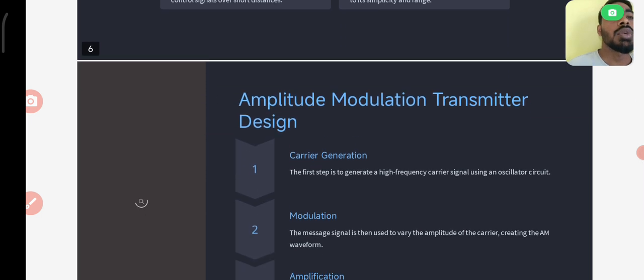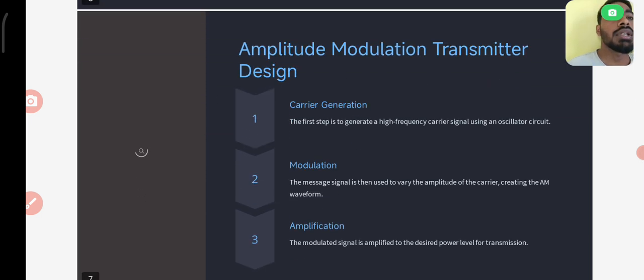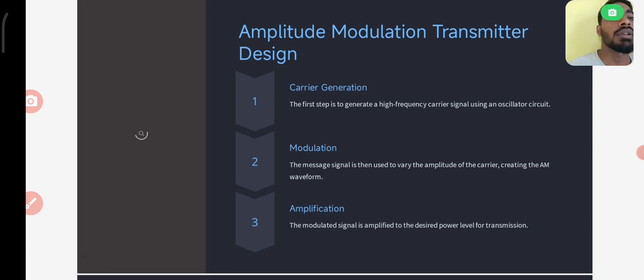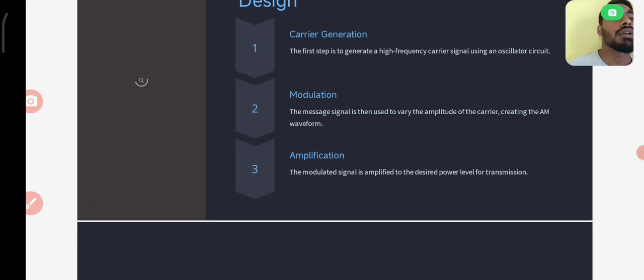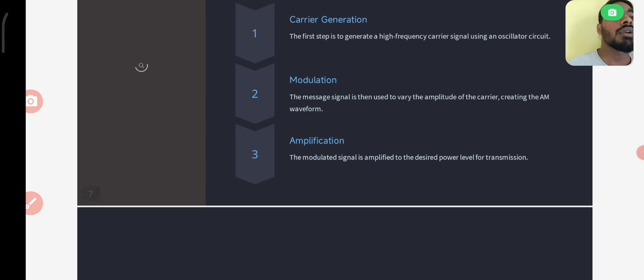Next, amplitude modulation transmitter design: carrier generation, modulation, and amplification. First, carrier generation. The first step is to generate a high frequency carrier signal using an oscillator circuit. Second, modulation. The message signal is then used to vary the amplitude of the carrier, creating an amplitude modulated waveform. Third, amplification. The modulated signal is amplified to the desired power level for transmission.